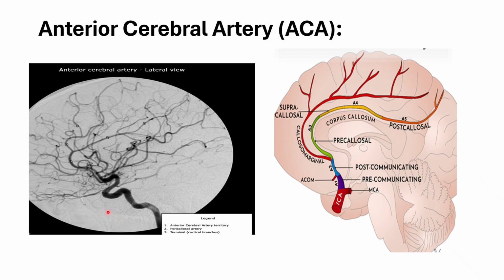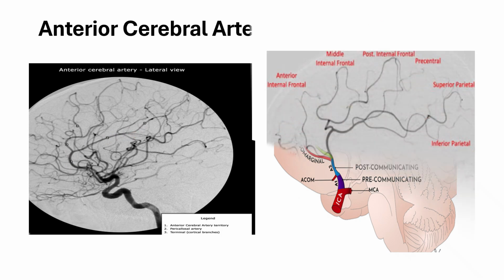We can see in this DSA image that the ACA is coursing over the corpus callosum. The first segment is the A1 and this is the A2, and A3 to A5 are the pericallosal region. So these are the branches of the ACA.